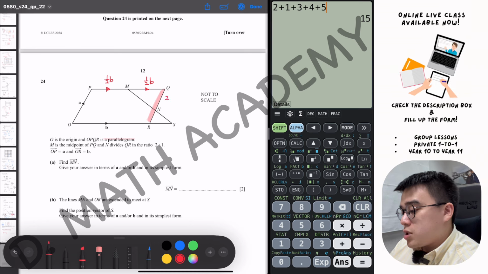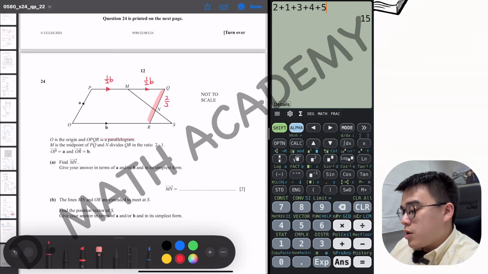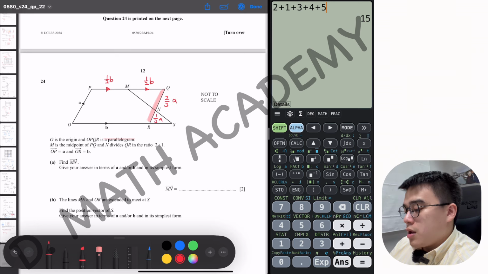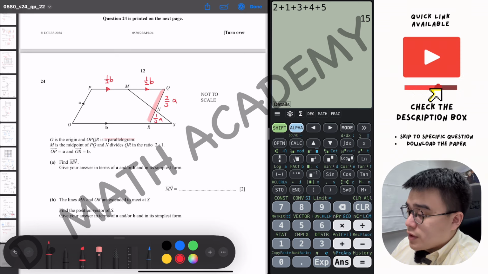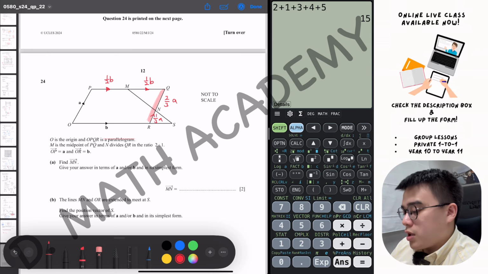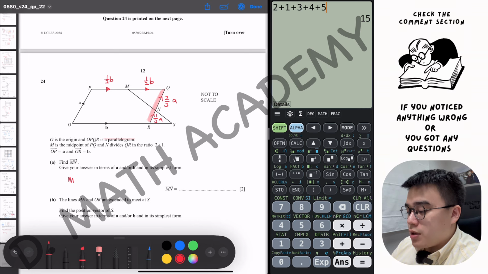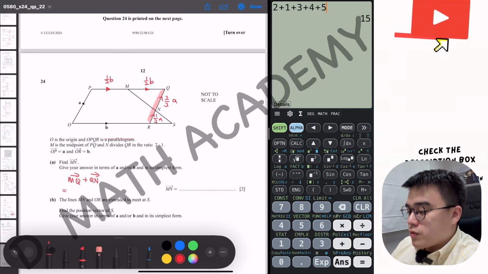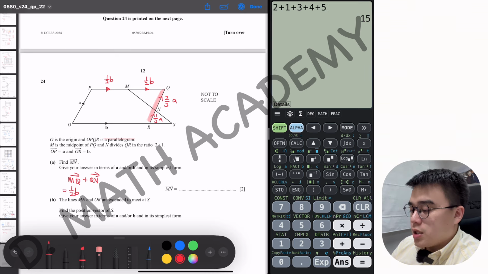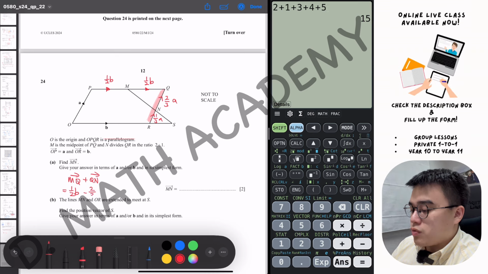This will be 2/3 of A and 1/3 of A with this specific direction heading up. Okay, and then they want us for MN. So MN is just MQ and QN from here. MQ is 1 over 2B. QN apparently was a change of direction, hence the result of negative 2 over 3A.